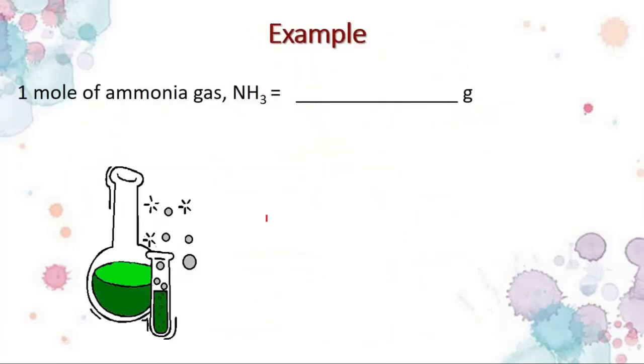Now we proceed with a simple example of calculation using the mole concept. What is the mass of 1 mole of ammonia gas NH3? To convert the number of moles to its mass, we need to use the number of moles multiplied by its molar mass. The molar mass for NH3 is 17. So 1 mole of ammonia gas is equal to 1 times 17, that is 17 grams.